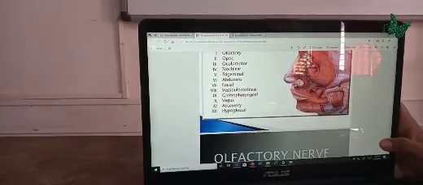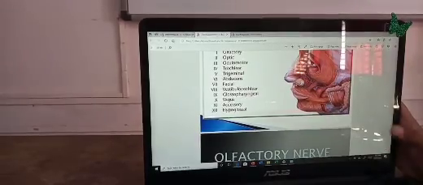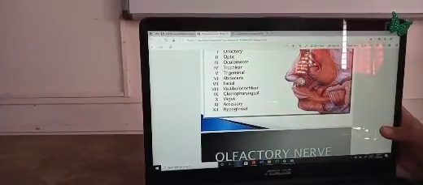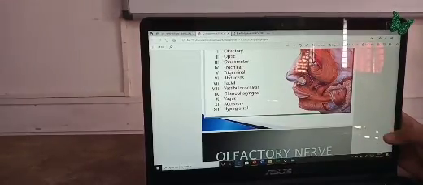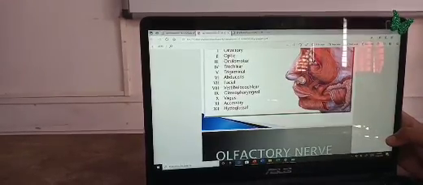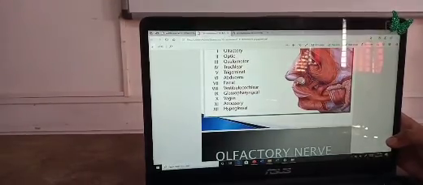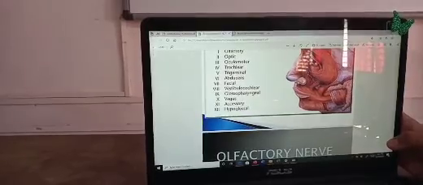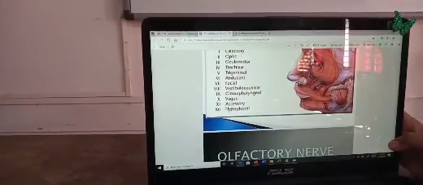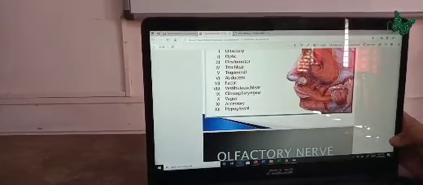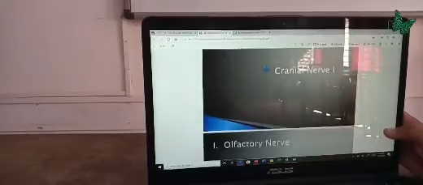Glossopharynx means, glosso means tongue, pharynx means the throat. So glossopharynx is probably the connection between your tongue and your throat. Vagus nerve is one of the longest nerves, and the vagus nerve travels all over your body. Then is your accessory nerve, and then is your hypoglossal nerve. First going into the olfactory nerve.